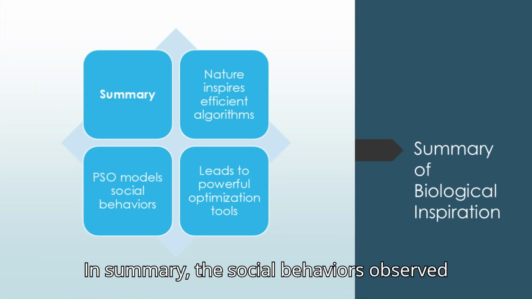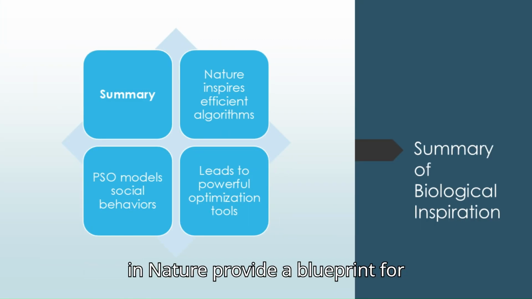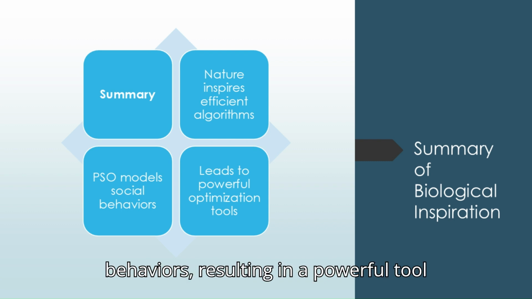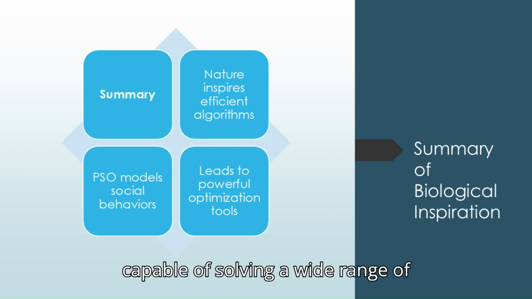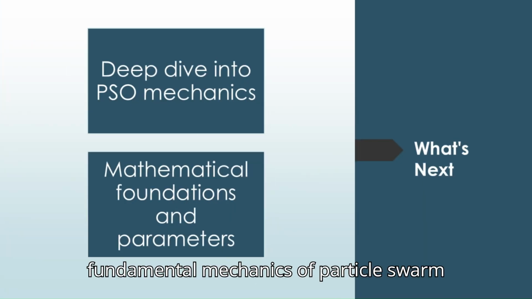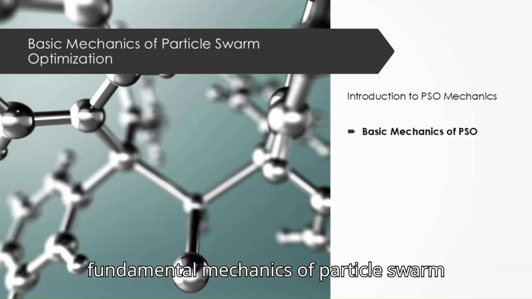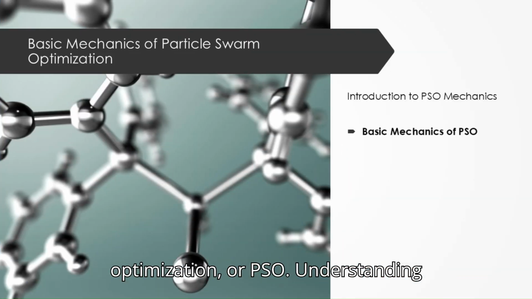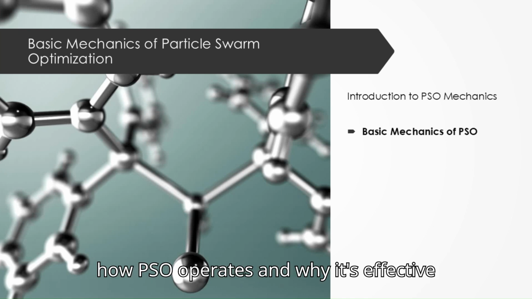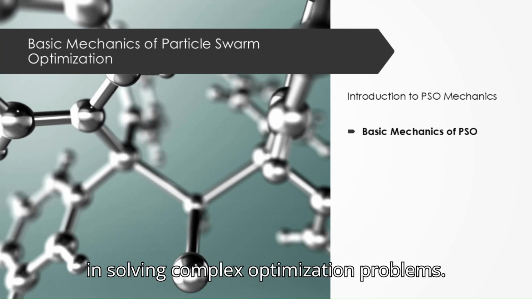In summary, the social behaviors observed in nature provide a blueprint for creating efficient optimization algorithms. PSO models these behaviors, resulting in a powerful tool capable of solving a wide range of complex problems. In the next section, we'll explore the fundamental mechanics of particle swarm optimization, or PSO. Understanding these basics will provide insight into how PSO operates and why it's effective in solving complex optimization problems.